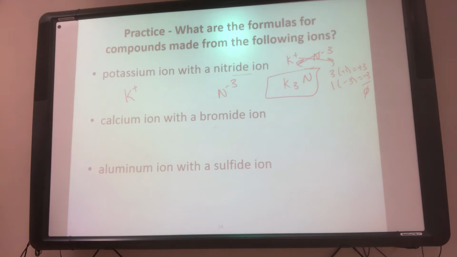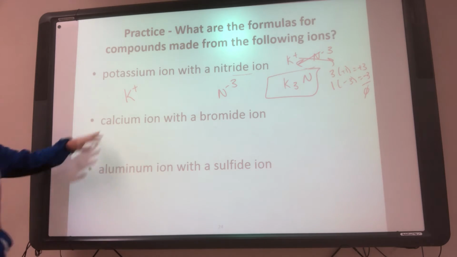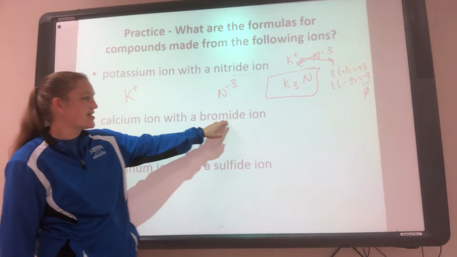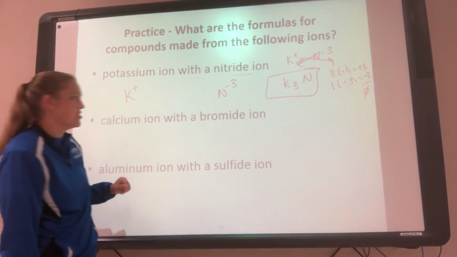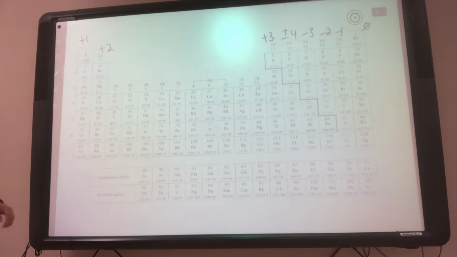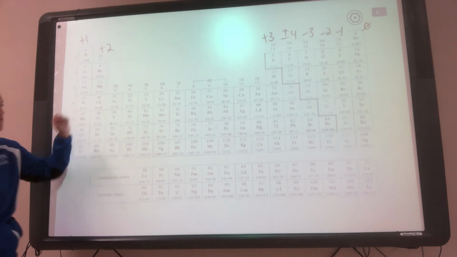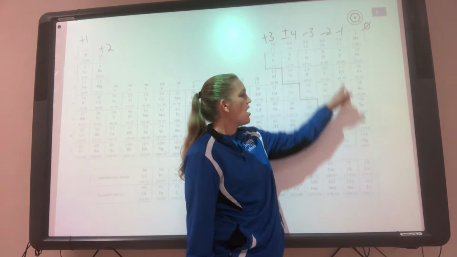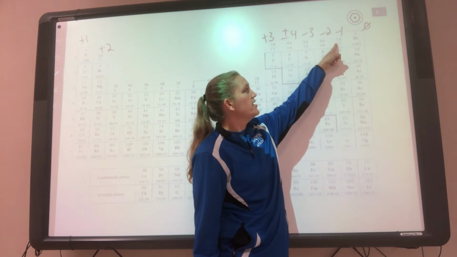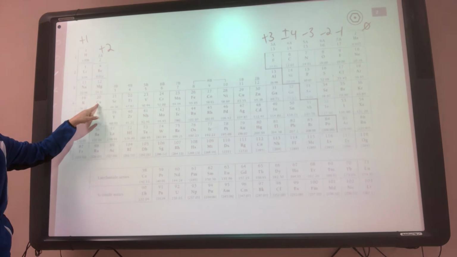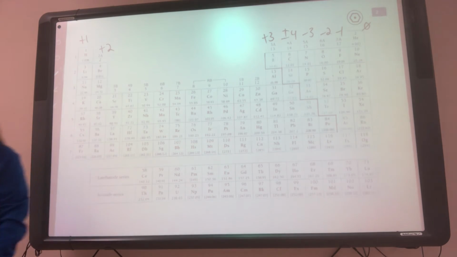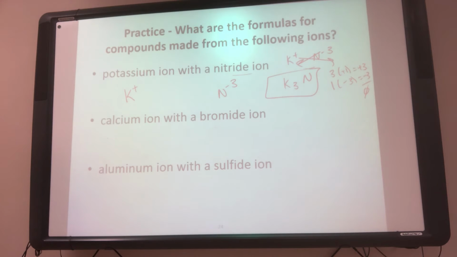Next one is the calcium ion with a bromide ion. So calcium's first, bromine's second. It's got that IDE ending, so it should give me an idea that this is going to be the anion, just like nitrogen was. But I'll double check. Here's calcium, it's the metal. Here's bromine, it's the non-metal. Bromine has a -1 charge, and calcium has a +2 charge. So remember our charges. Ca is a +2, Br is a -1. Cross down.